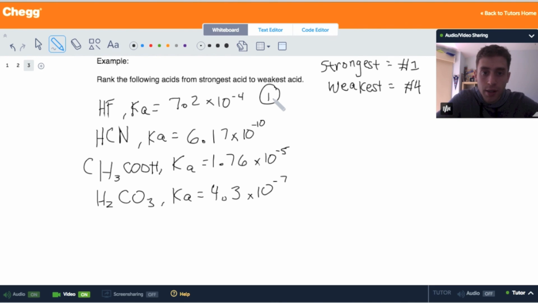Then the next strongest acid will be acetic acid here, because it's 1.76 times 10 to the negative fifth. And then the next will be carbonic acid, and the next will be HCN. So we can see the smaller the Ka, the less an acid likes to dissociate into products, which means it's a weaker acid. The larger the Ka means it's a stronger acid.